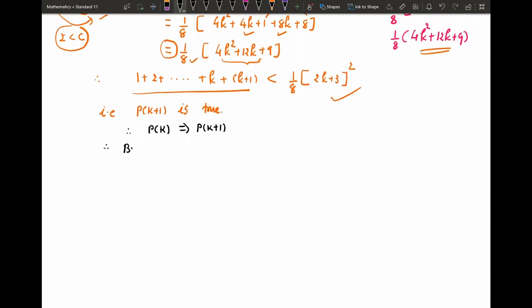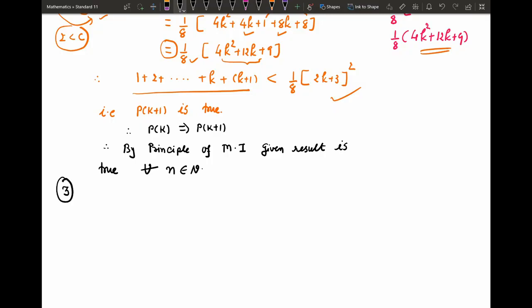by principle of mathematical induction, given result is true for all n belongs to set of natural numbers. Using principle of mathematical induction, we have proved given result is true for all n belongs to set of natural numbers.